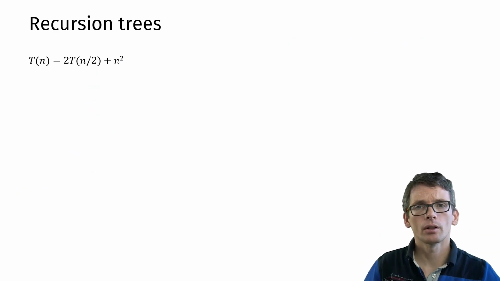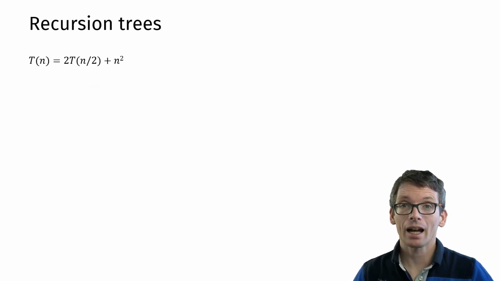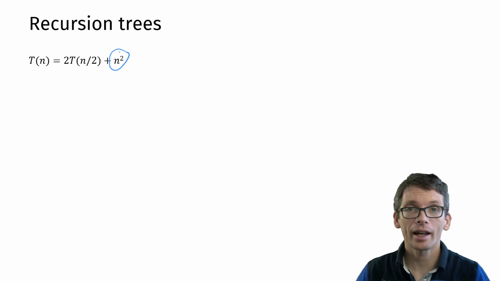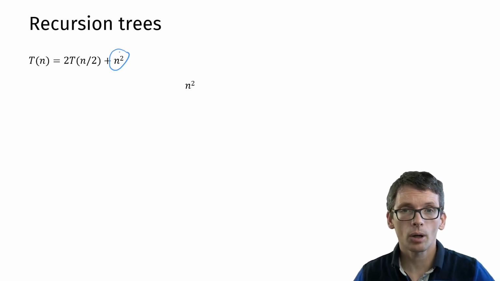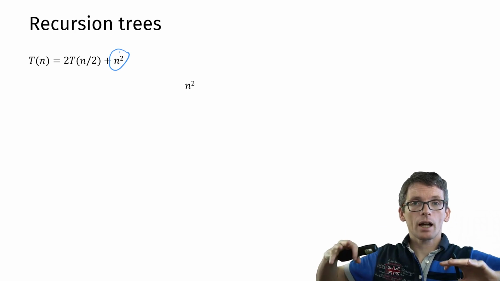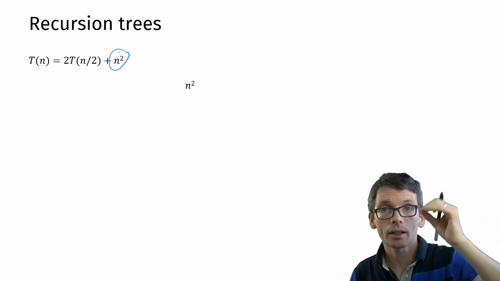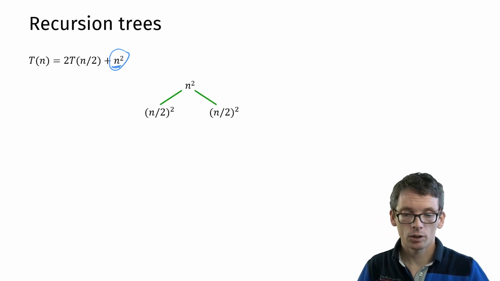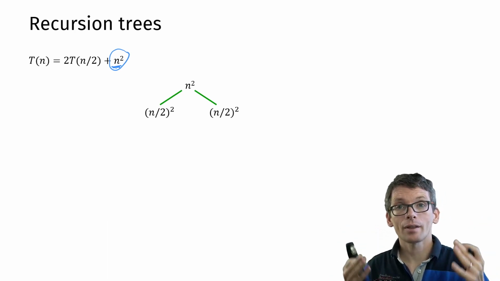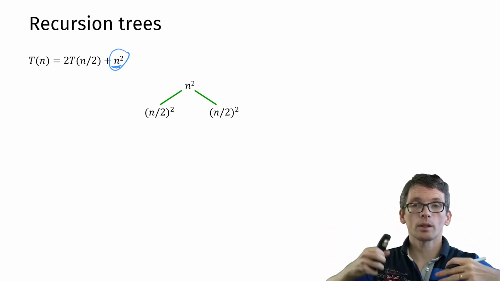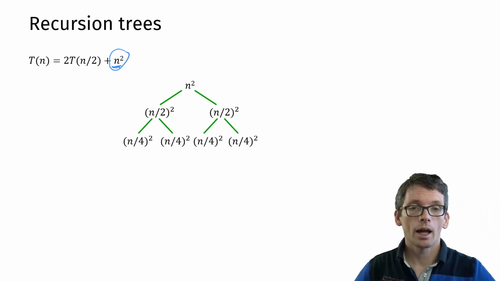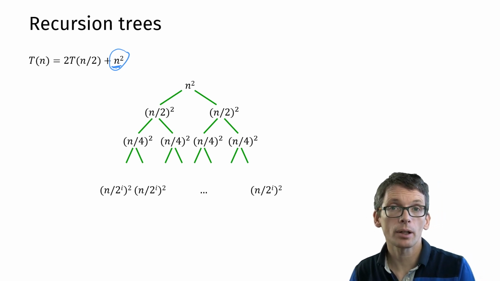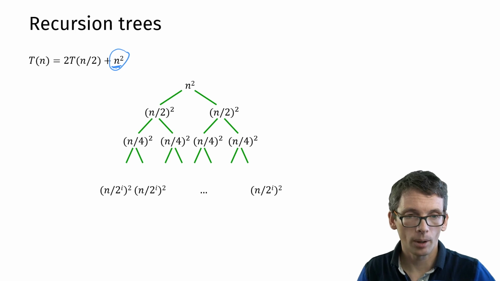Let's have another recursion and another recursion tree: 2 times T of n half plus n squared. Same idea as before. We take what I now call the f of n term and write it at the top of the tree. We get two trees, for T of n half and for T of n half. We plug in n half, so we get n half squared. And then we have 4 subtrees for n quarter. We get n quarter squared and so on. In general, we get n divided by 2 to the i, squared terms.